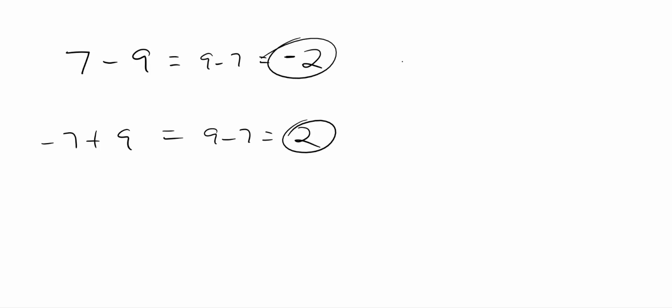Okay. What about negative 4 minus 5? Same sign. What do you do? You add. 4 plus 5 is 9. What's the sign of the bigger number? Negative. The answer is negative 9.